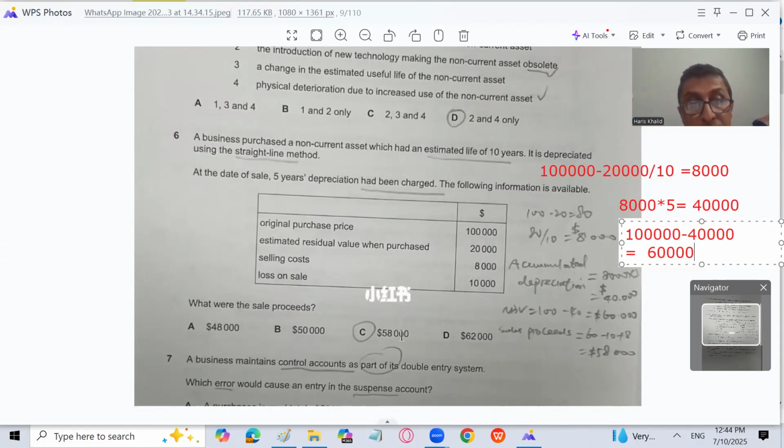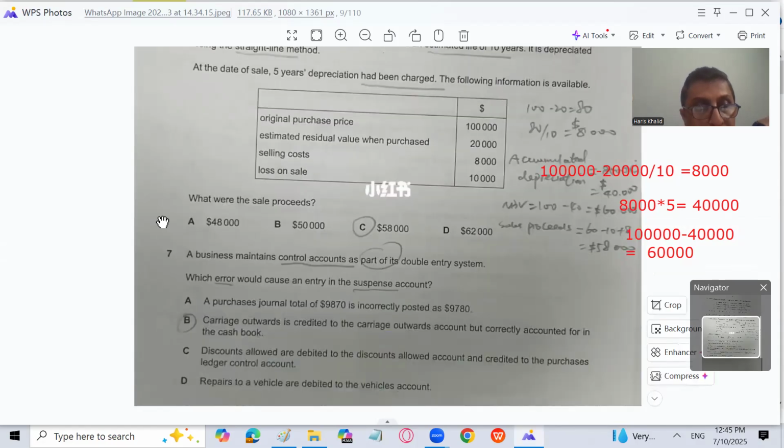C is the answer. Why? Because we have incurred selling cost of 8,000. So we are getting 50,000. And the book value of the asset is 60,000. So we have a loss of 10,000. Okay. So C is the answer, 58,000. I hope you got the point.